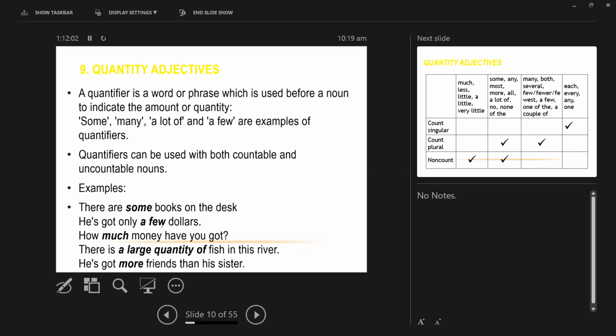He's got only a few dollars. How much money have you got? There is a large quantity of fish in this river. He's got more friends than his sister. Okay? So all these words in bold letters are called quantifiers or words that act as an adjective to describe or to modify a noun.